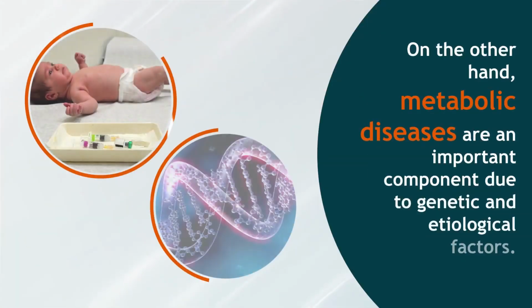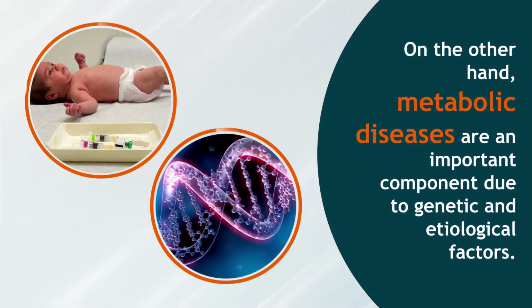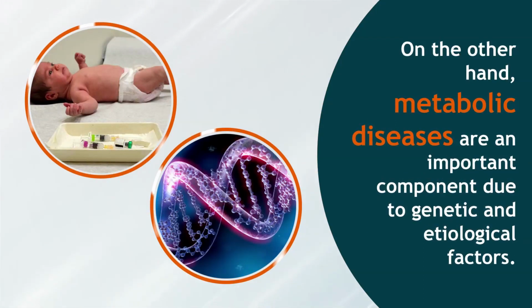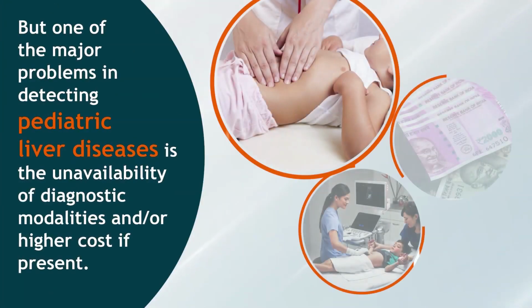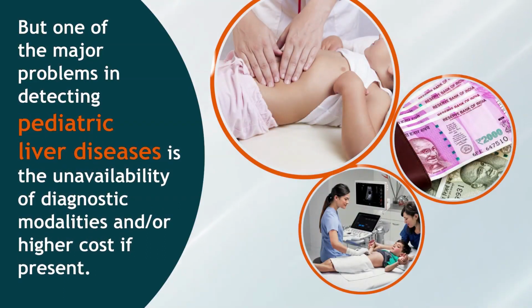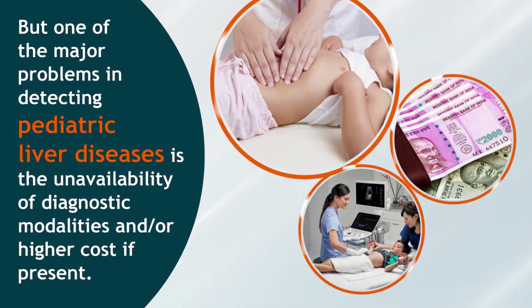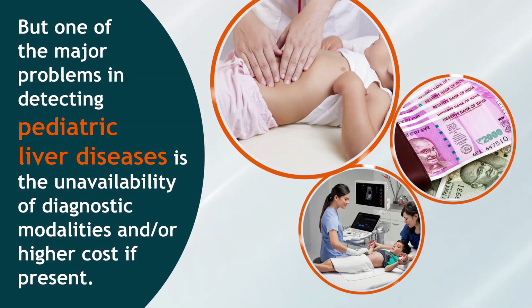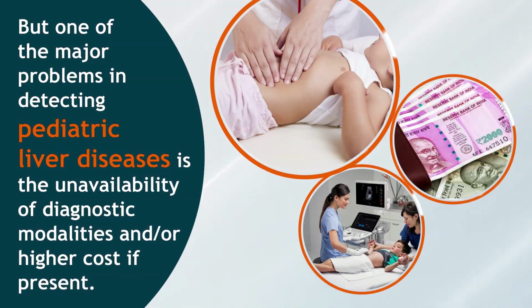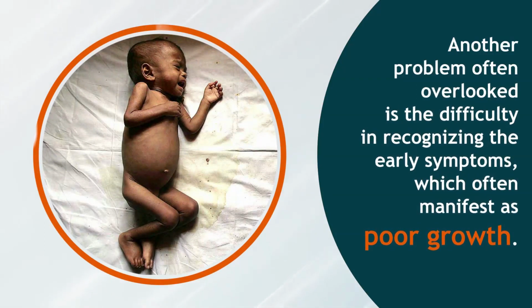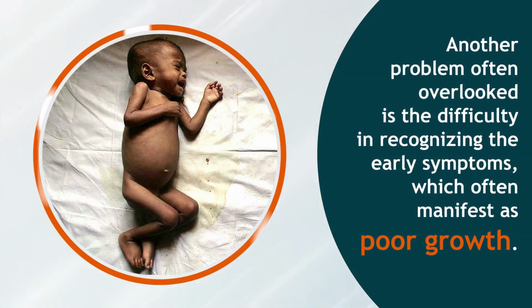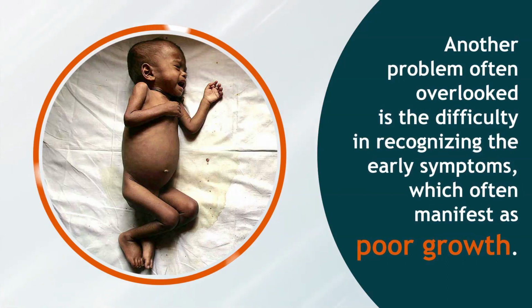On the other hand, metabolic diseases are an important component due to genetic and etiological factors. But one of the major problems in detecting pediatric liver diseases is the unavailability of diagnostic modalities and/or higher cost if present. Another problem often overlooked is the difficulty in recognizing the early symptoms, which often manifest as poor growth.